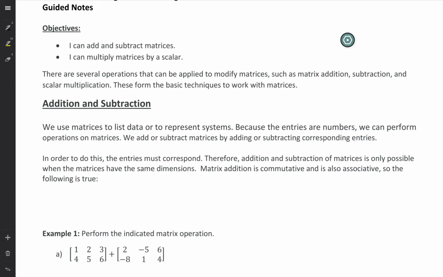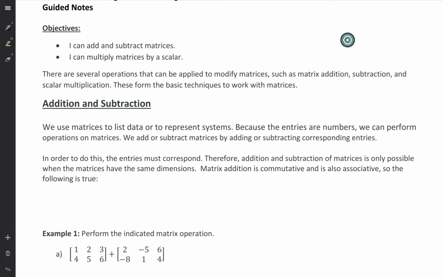These are the notes for section 4.2, where we talk about adding, subtracting, and applying scalar multiplication to matrices. These three operations are basic techniques that we use to work with matrices. And because any matrix that we get in class is probably going to represent something, it's probably going to have numerical entries. So that means we can perform these three operations on most of the matrices that we see. And when you add or subtract, you're going to add and subtract corresponding entries.